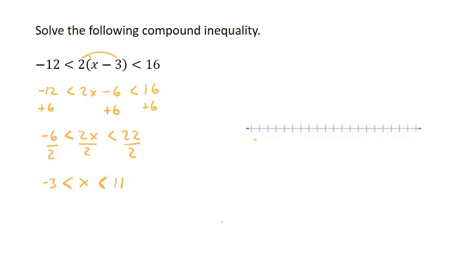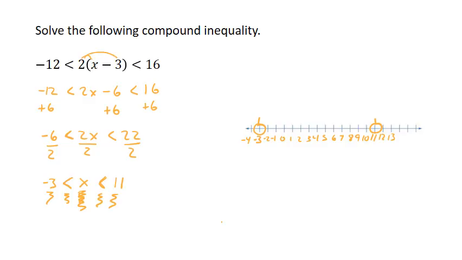So I'm going to make a mark at negative 3, and then here's negative 2, negative 1, 0, 1, 2, 3, 4, 5, 6, 7, 8, 9, 10, and 11. We'll go a little bit higher, 12, 13, and down to negative 4 here. So the first statement is that x is greater than negative 3. So at negative 3, I'm going to put an open circle. Greater than is to the right. But then it also says x is less than 11. So again, open circle at 11, and I'm going to draw the arrow to the left.